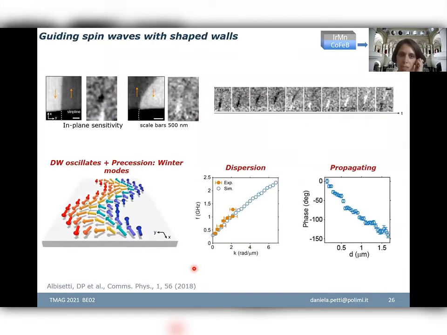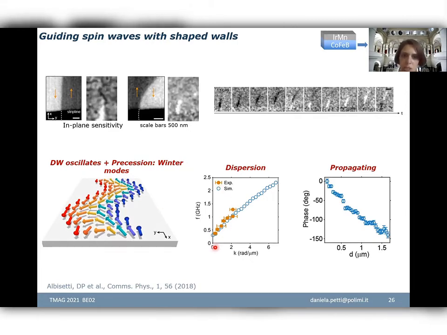Here you can see the time-resolved experiment, in which the black and white contrast in the movie is related to the variation of the in-plane component of the magnetization. And here you can appreciate how the spin wave is propagating inside a straight and curved wall and is confined to it. The mode of these spin waves is very complicated, but also well known, and is called the Winter mode. And it is composed of a domain wall oscillation plus a precession of the spin inside the wall.